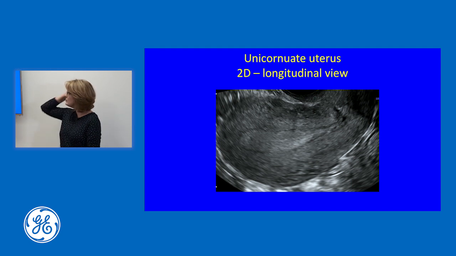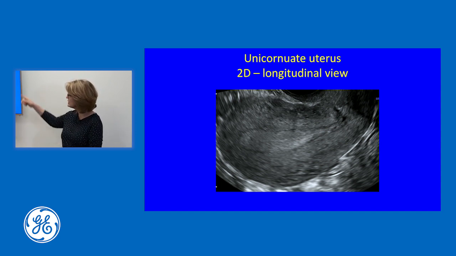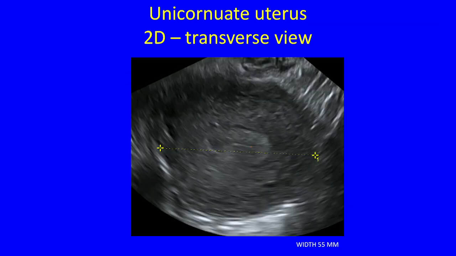When you're scanning somebody, it's so important to look for a unicornuate uterus. They're so common and actually quite difficult to spot if you don't look for it. So this is the 2D view of a unicornuate uterus, but it looks completely normal, doesn't it? It's not until you go to the transverse view, and you can see it's transverse because I've marked it sideways, as it were, and this cavity is essentially circular, and no matter how high you go, it never becomes a longitudinal stripe, it stays circular.